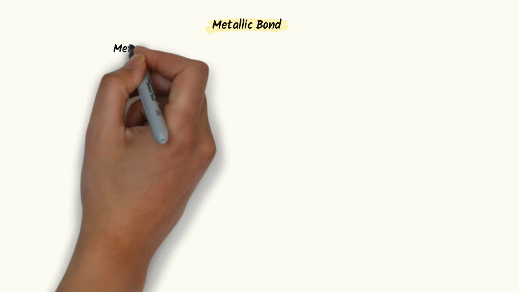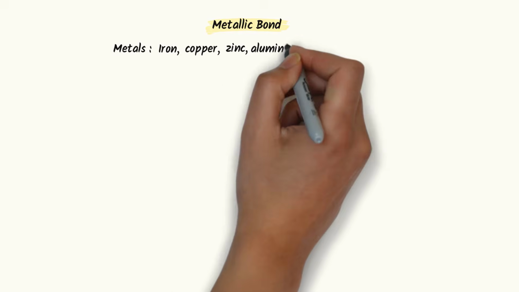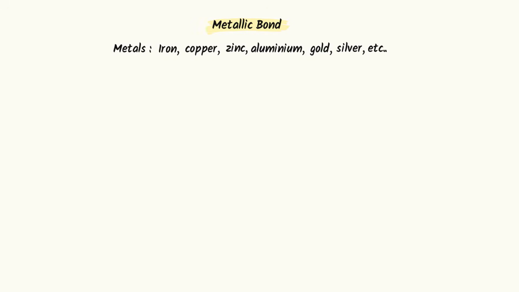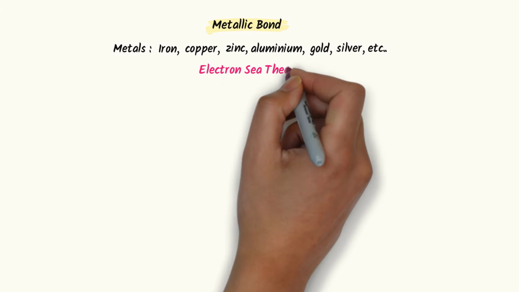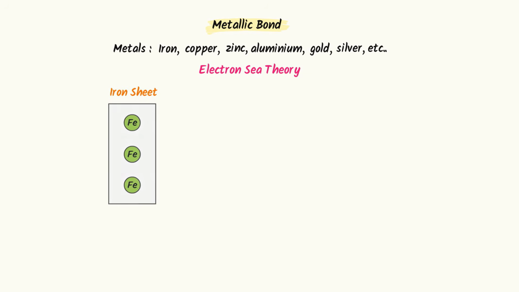Finally, we will learn metallic bond. Remember that metallic bond exists in metals like iron, copper, zinc, aluminium, gold, silver, etc. And there are different theories available which explain metallic bond. But we will use the electron-sea theory to explain metallic bond. For example, consider an iron sheet.